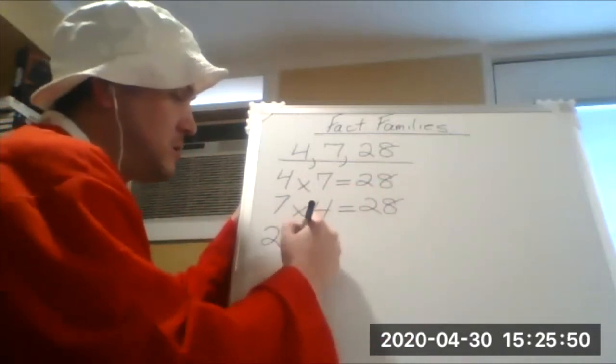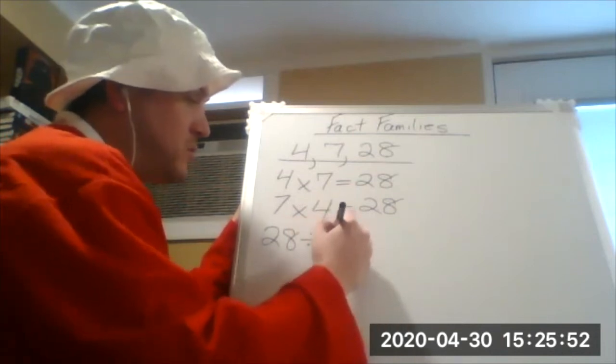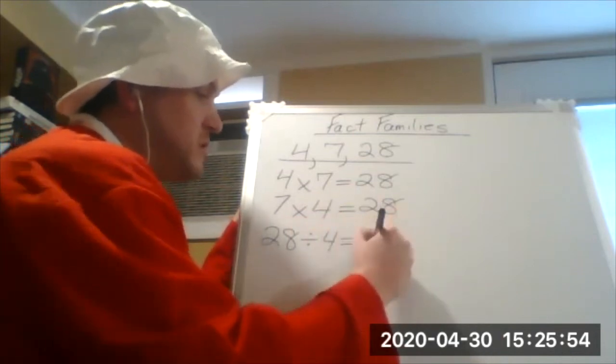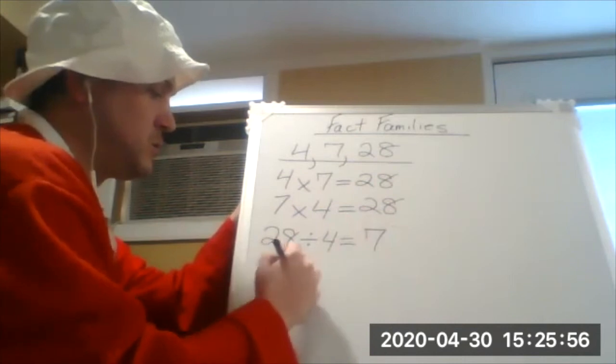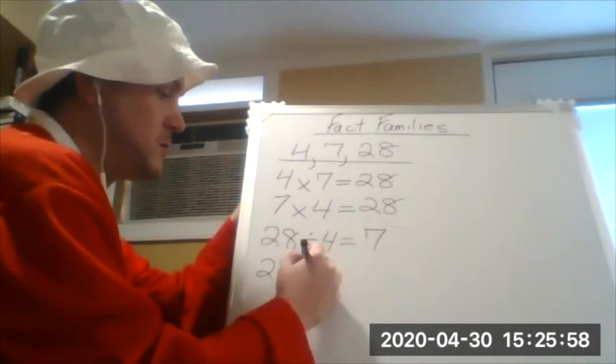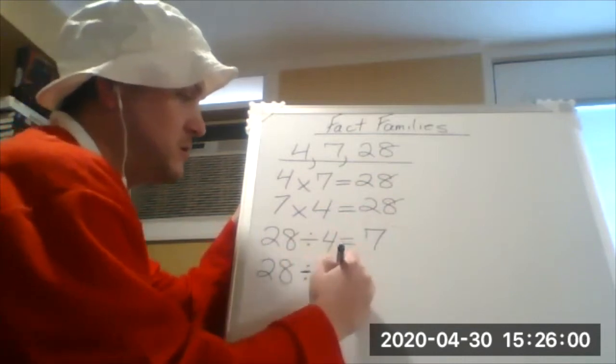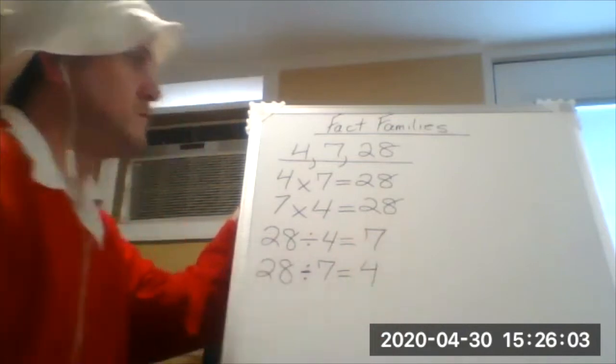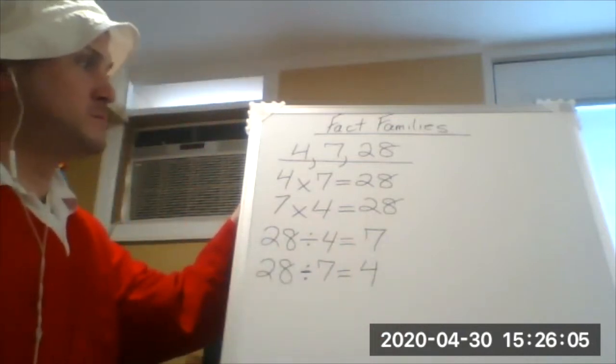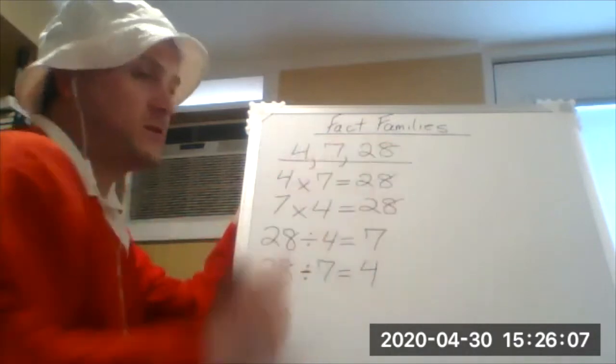28 divided by 4 gives me 7. 28 divided by 7 gives me 4. Didn't use any other numbers, just these 3.